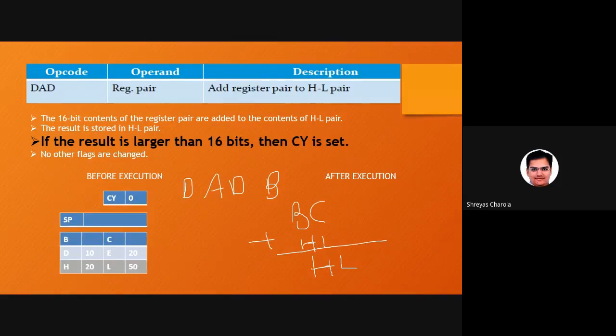Same way, whenever you use the DAD, what is the difference we have? It can give the 16-bit data addition at the same time. Previously, we had seen the ADD instruction that can add 8-bit data, and now here we can add 16-bit data. But what is the thing to remember? Any register pair you write over here will be added with HL. The answer will always be stored in HL only, remember.